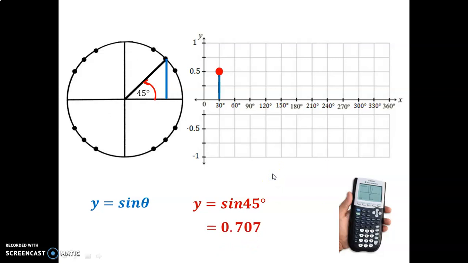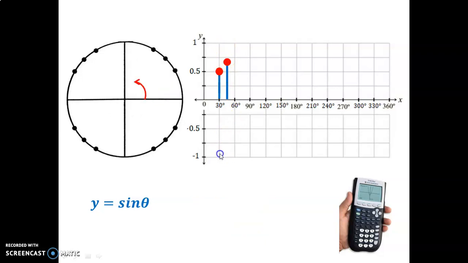Okay, it is 0.707. That means this has a height of 0.707. If this was the upper point of the unit circle, that would have a y value of 1. But here, this has a y value, or height, of 0.707. Okay, almost at 1. We can see it's almost at 1. Okay, so it's 45 degrees. I went up here. We have a point at 0.707 right here.